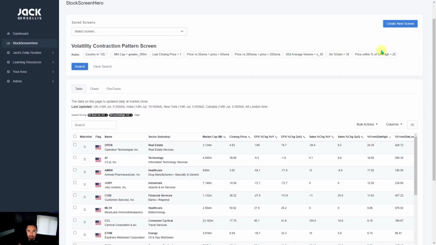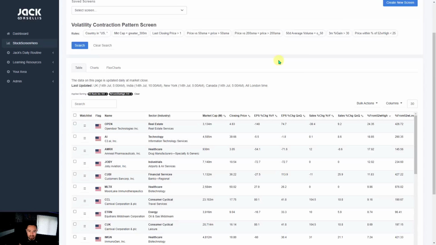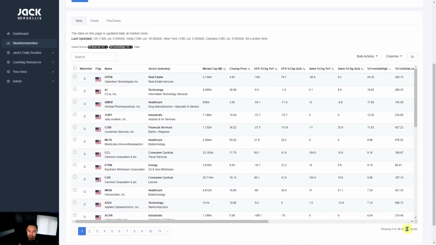And you can see the criteria here. You can create your own screens and add all sorts of weird and wonderful things. If you want to, go and try it out. I would suggest it. So we have 316 results.